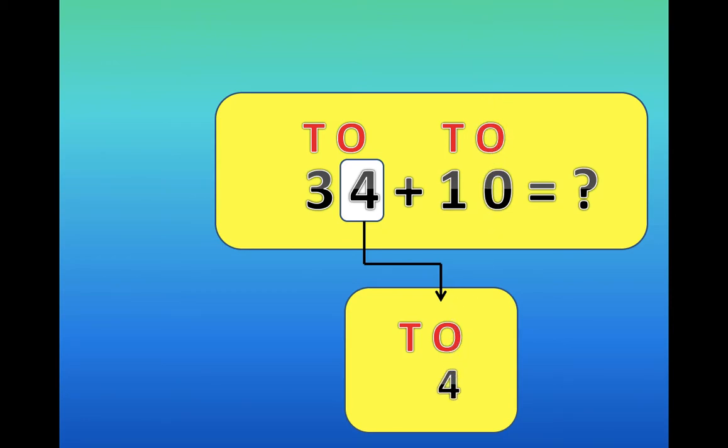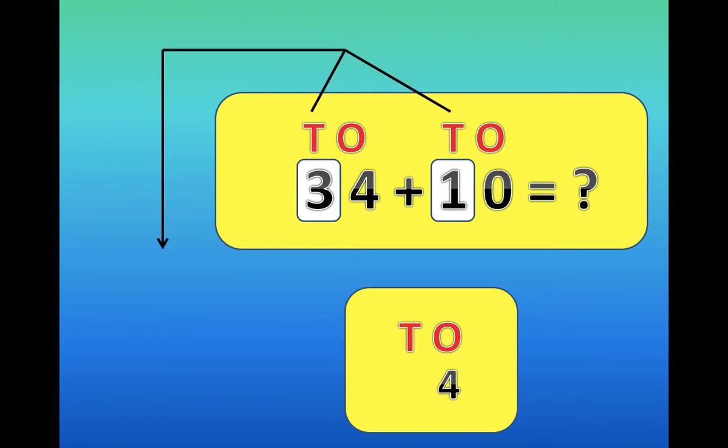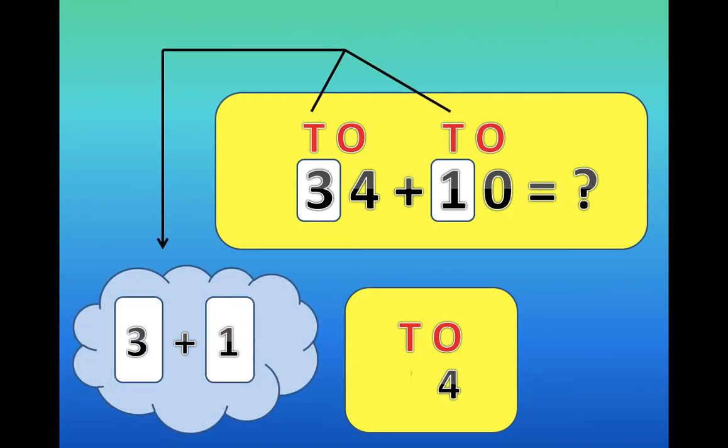And now let's add the tens. We have 3 in the tens place and 1 in the tens place. So I'm going to add 3 and 1. So what is 3 plus 1? Excellent. The answer is 4. So 34 plus 10 is 44.